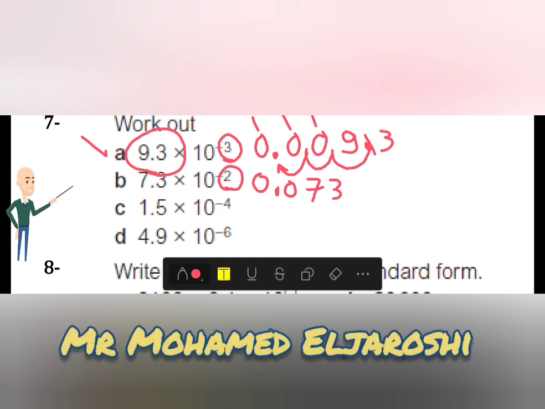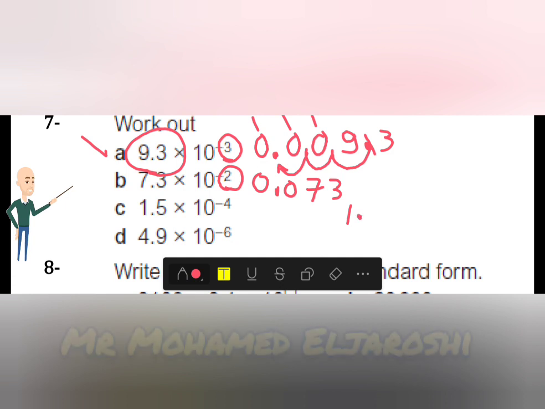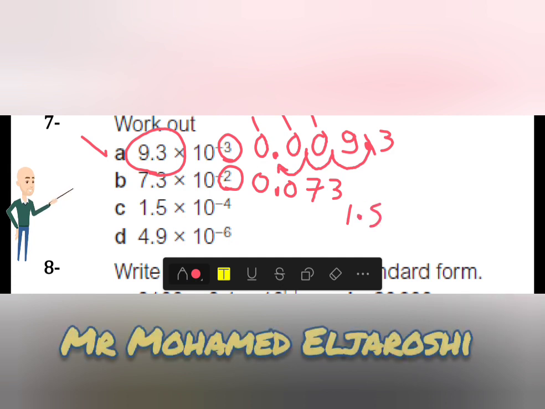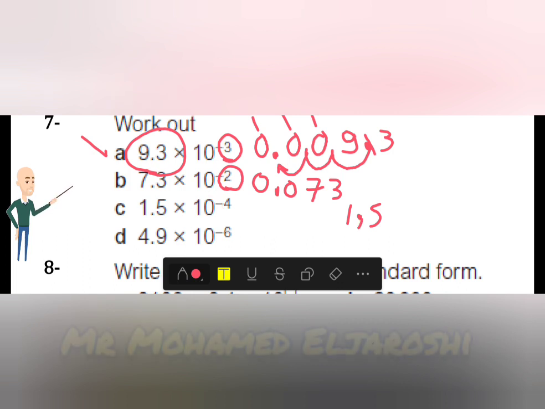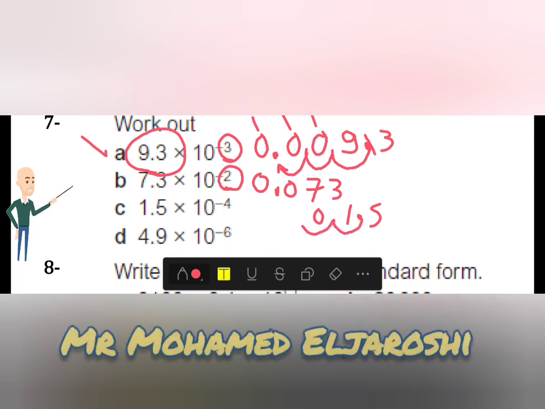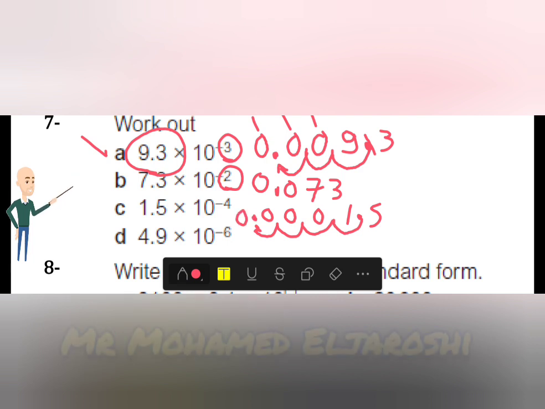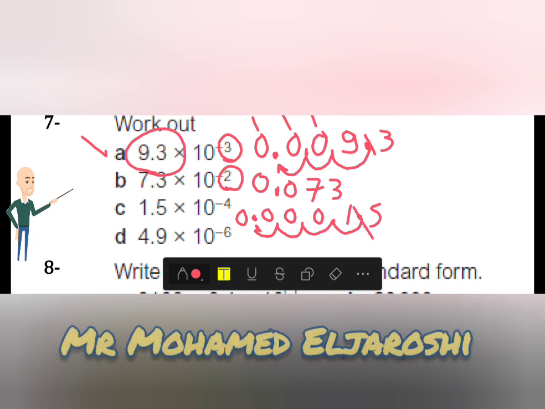Now let's answer question C. In question C, we have 1.5, same idea. And I want to move the decimal point 4 times. And negative means this way, okay? Now, let's move it together. 1, 2, 3, 4. Now, in that way, I moved the decimal point and removed it from here, of course. And the answer will be like this.